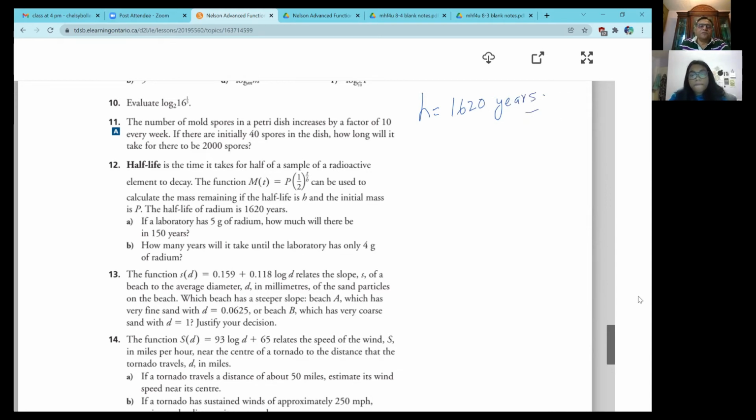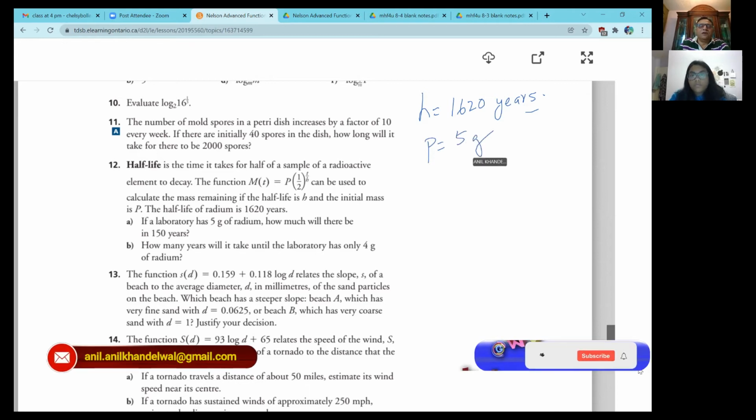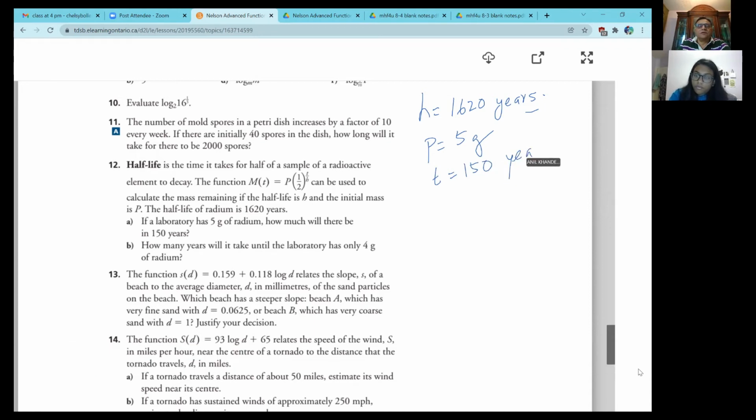Just plug in t as 150 and calculate, right? So the lab has 5 grams of radium. That means the value of p is given to you as 5 grams, right? And now you want to find the value of what remains after 150 years. So when t is 150 years, substitute, get the answer. Because m of t can be used to calculate the mass remaining. So the remaining mass after 150 years is 5 grams starting, times half to the power of 150 divided by the half-life 1620. Use a calculator.